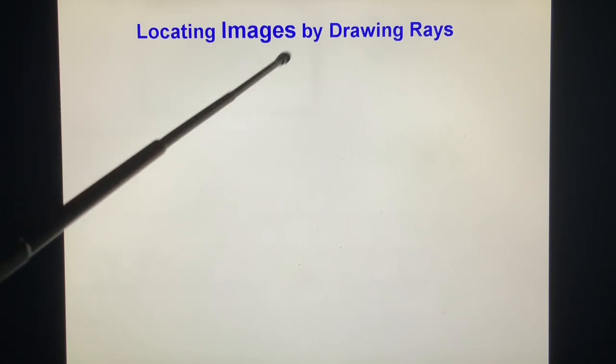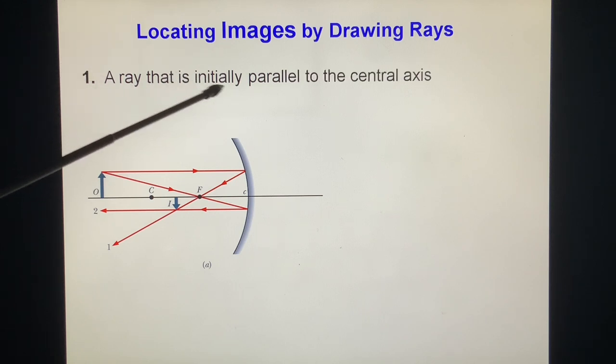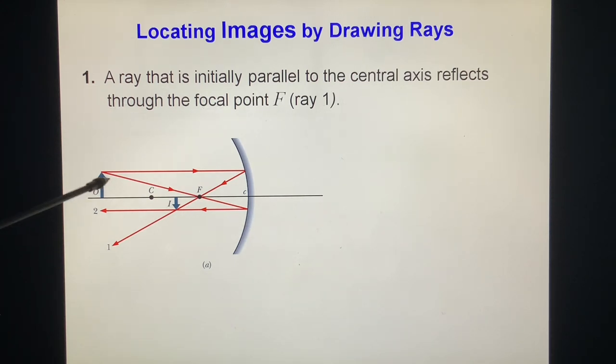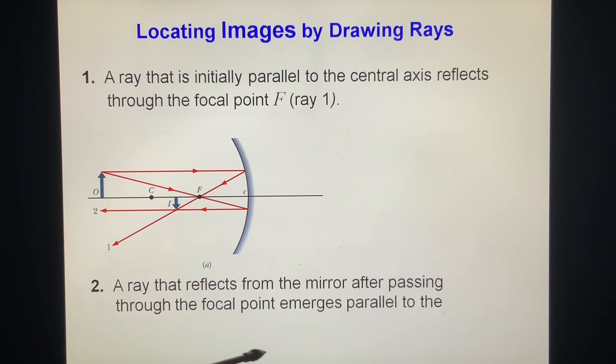We can locate the image not only by calculation, but also by drawing rays. We have four rays to do it. A ray that is initially parallel to the central axis reflects through the focal point F. Now, if it's originally parallel to the central axis, then when it reflects it passes through the focal point F. Vice versa, a ray that reflects from the mirror after passing through the focal point emerges parallel to the central axis. This ray passes the focal point first, then it reflects, and this one should be parallel to the axis.